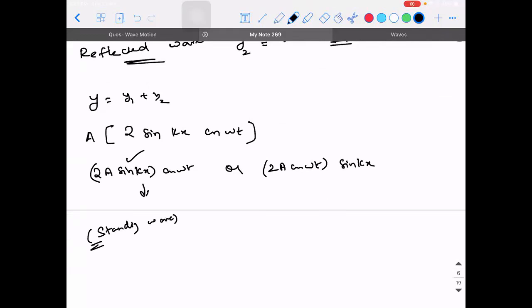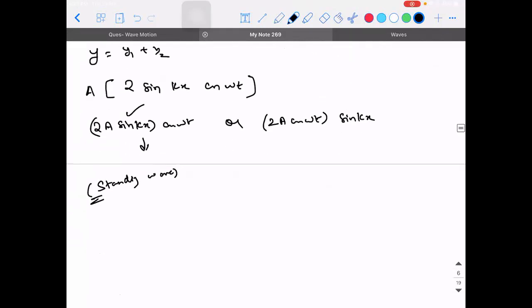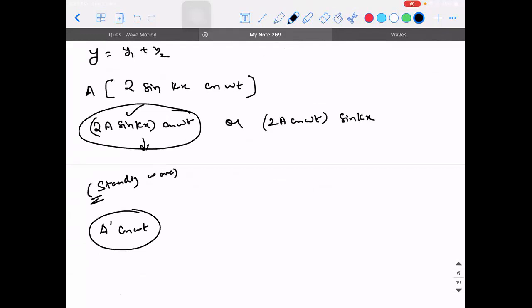Why I am calling it a standing wave is because if a wave is progressive in nature, you will have the equation as kx minus omega t. Whereas if I look at this first equation, if I replace 2a sine kx with some A dash, then A dash cos omega t represents the equation of SHM, a particle in SHM.